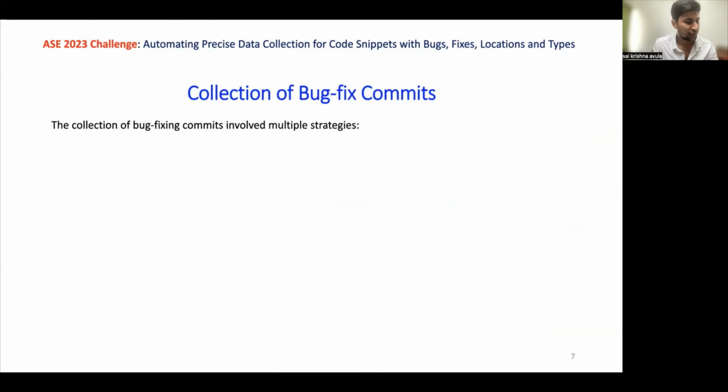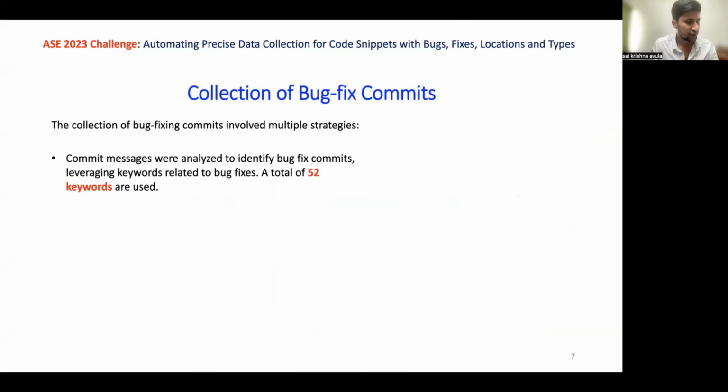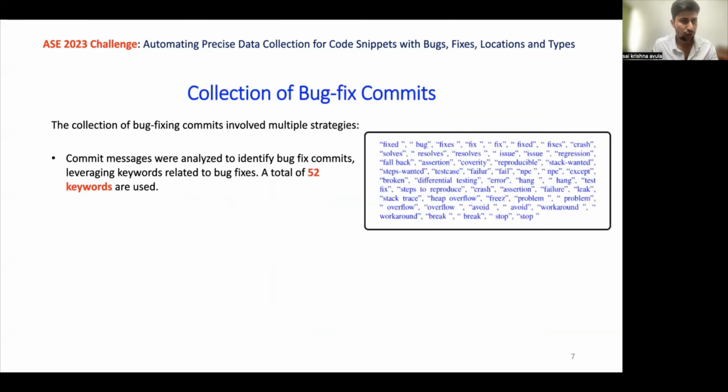The collection of bug fixing commits involved multiple steps. The commit messages were analyzed to identify bug fix commits, leveraging keywords related to bug fixes. A total of around 52 keywords are used to find the bug fixing commits, whereas the existing datasets use only 6 keywords. These are the sets of keywords we use to find the bug fixing commits.